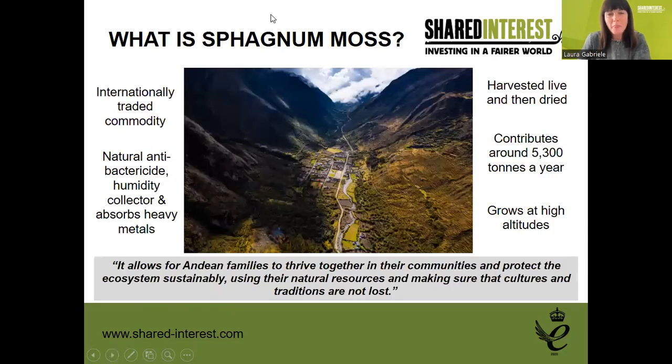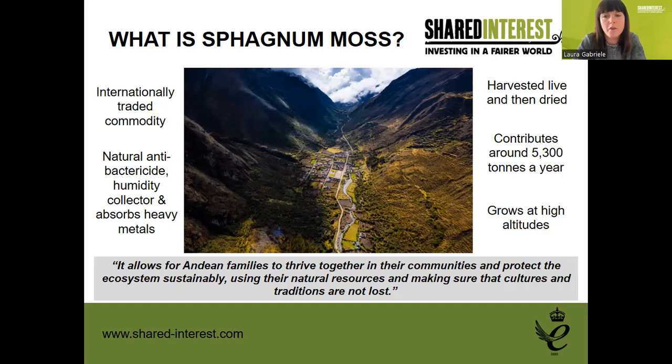Thank you. So what is sphagnum moss? It is an internationally traded commodity, with Canada being currently the biggest exporter. Sphagnum moss produced in Peru is harvested live and then dried, contributing around 5,300 metric tons a year to the export market. The moss is a valuable commodity. It acts as a natural antibacterial, a humidity collector, and absorbs heavy metals.